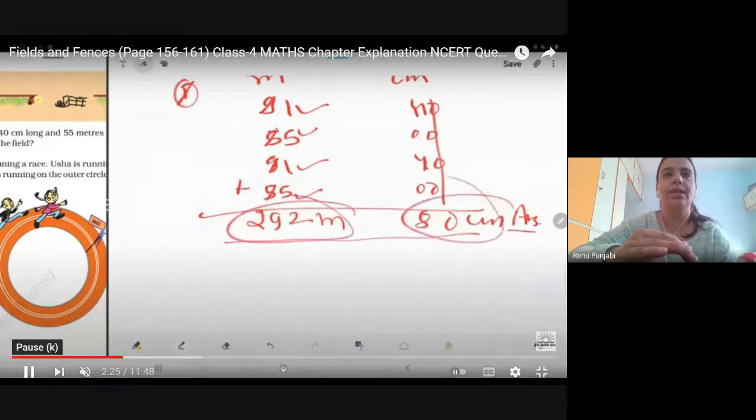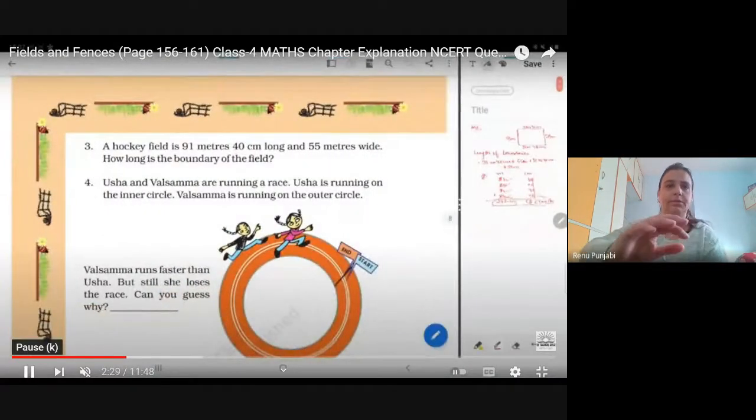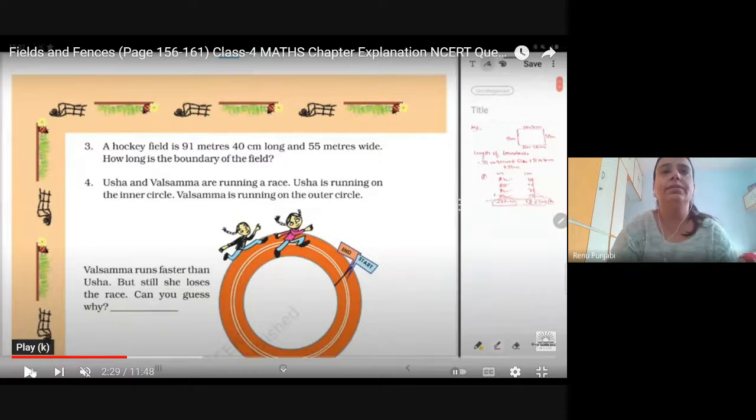Now I will move to the next question, number 4. Usha and Valsama are running a race. Usha is running on the inner circle, Valsama is running on the outer circle. Children, this is a very logical question. Valsama runs faster than Usha.